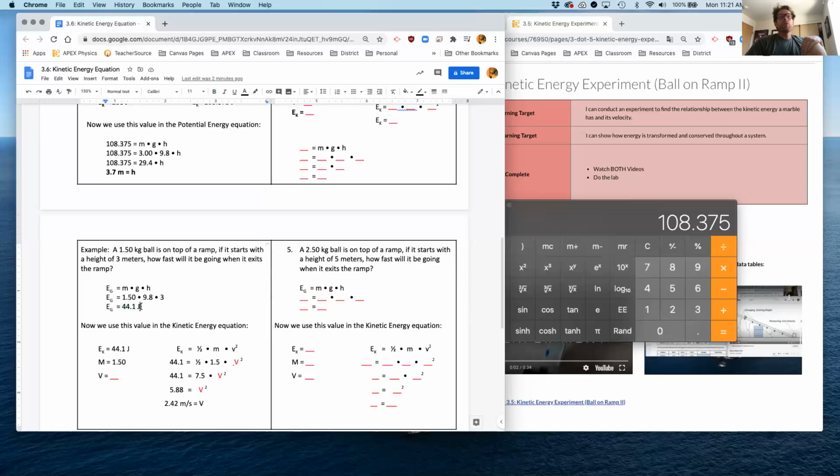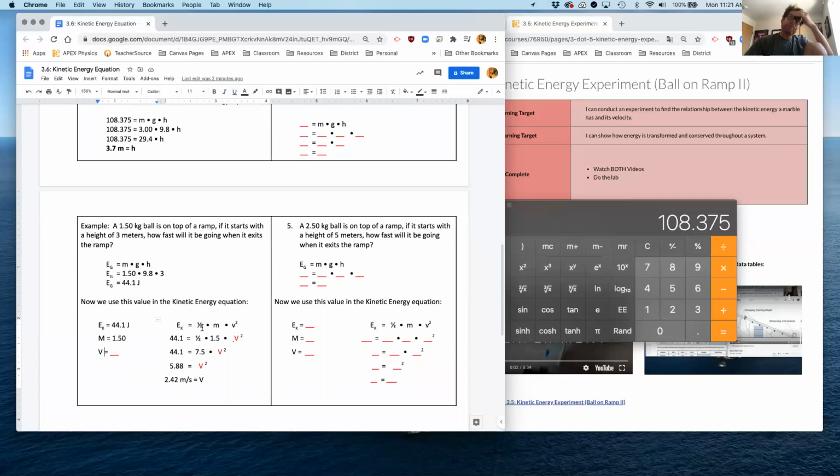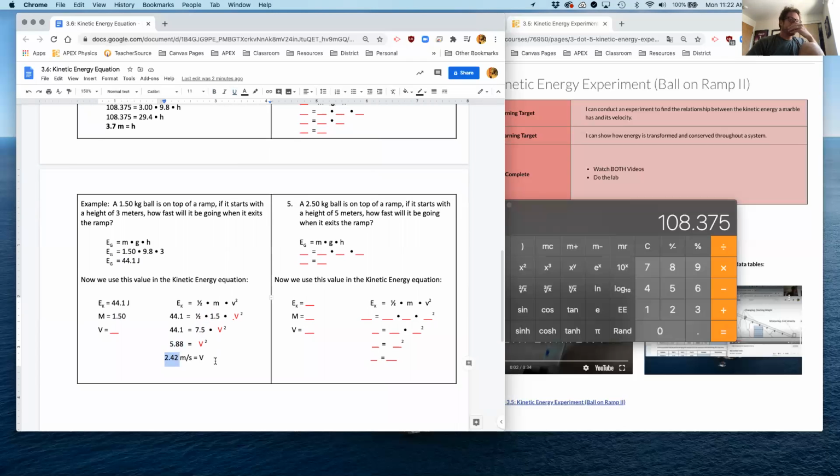So 44.1 is the kinetic energy now. The mass hasn't changed, it's still 1.5, and now I'm going to solve for velocity. I start to input what I know, 44.1 here, 1/2 here, 1.5 here. I multiply these two, I get 0.75. I divide both sides by 0.75, I get 58.8, and I take the square root, and I get my final answer to be 7.67 meters per second.